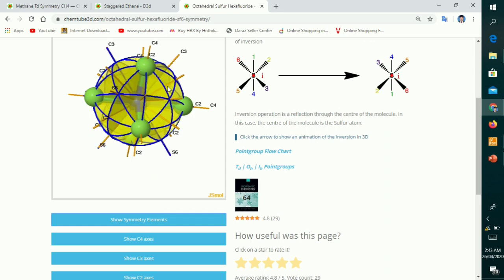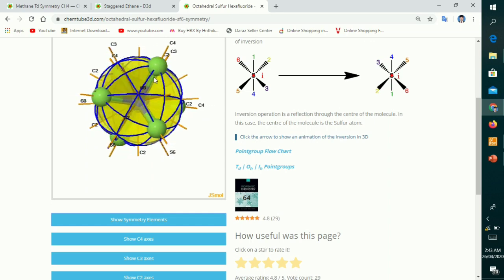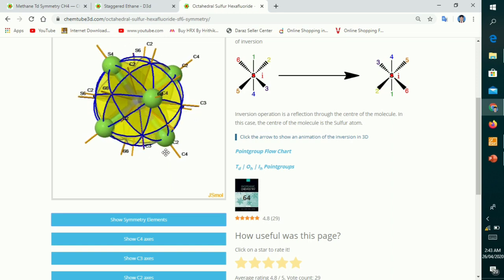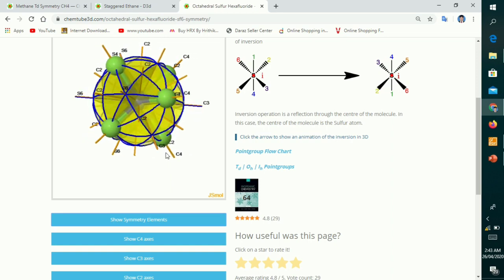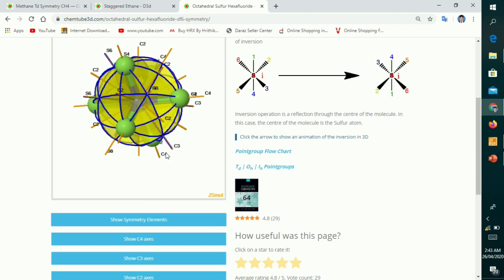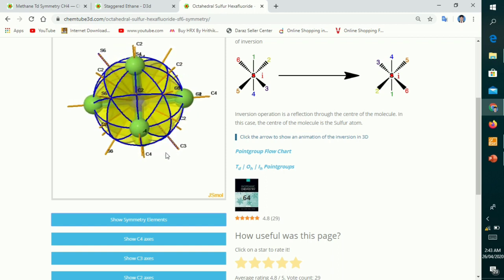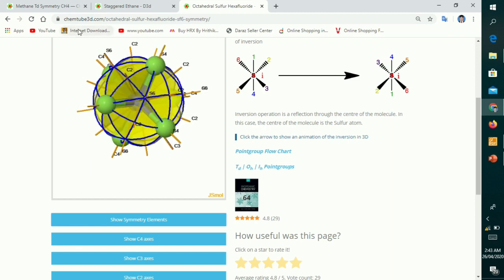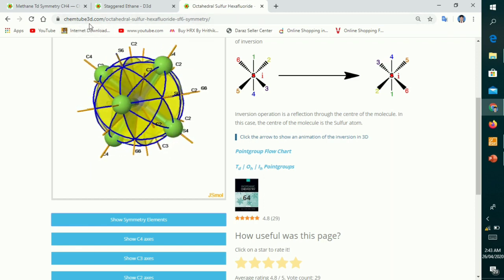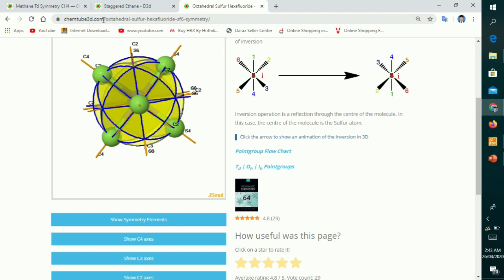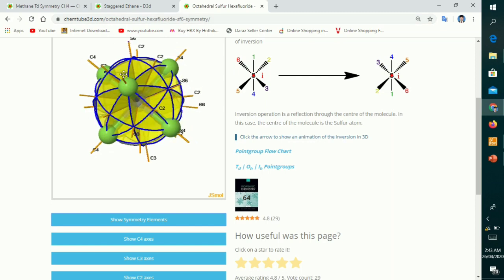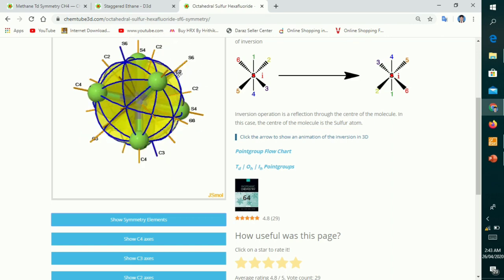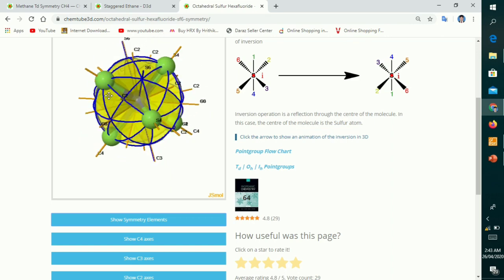So you are advised to study from the three-dimensional structure of different molecules for the complete finding of symmetry operations in a molecule. You had better remember this website, chemtube3d.com. This is quite useful to find out the complete set of symmetry elements as well as the complete set of symmetry operations present in three-dimensional molecules.